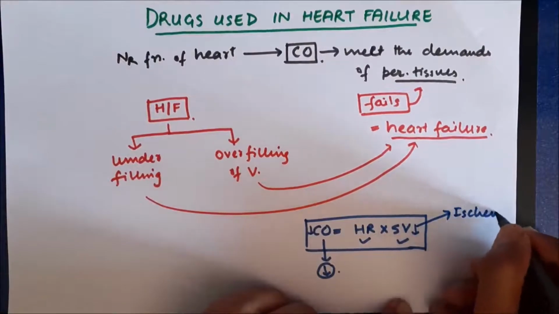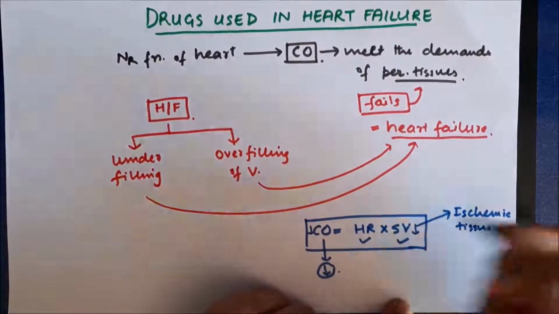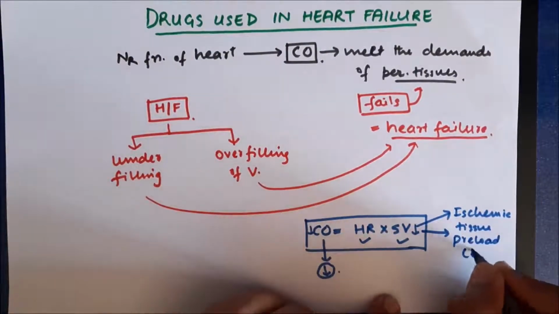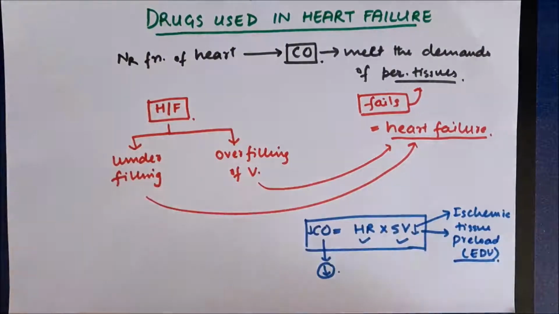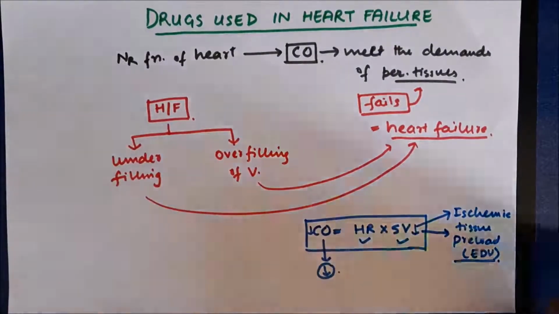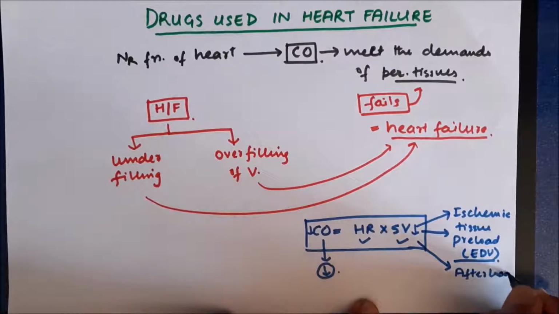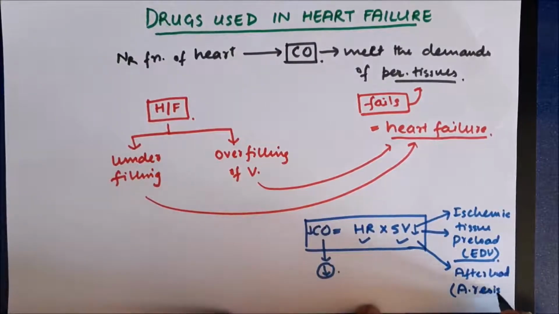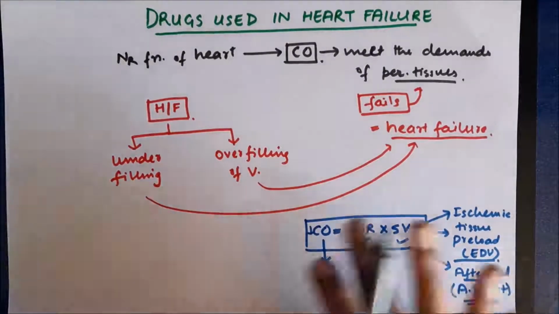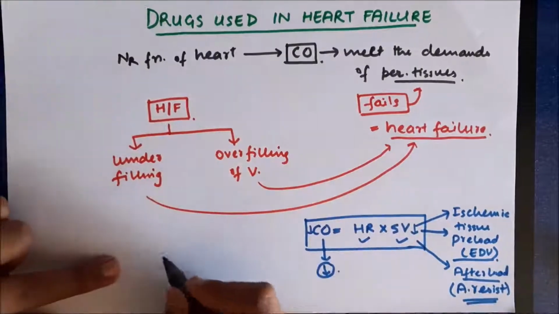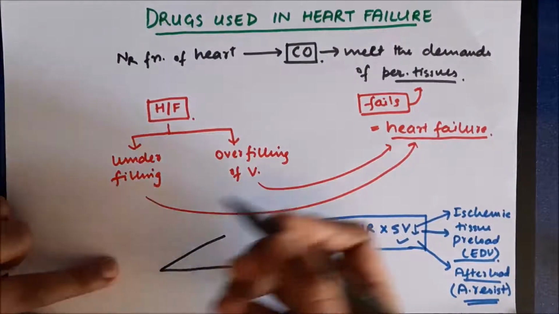Stroke volume is affected in ischemic tissue: if there is ischemic myocardium, it will not pump effectively, so stroke volume will decrease. It also depends on preload, which means end diastolic volume, and on afterload, which means arteriolar resistance. End diastolic volume affects stroke volume as per the Frank Starling law. If end diastolic volume decreases, the force of contraction by the heart also decreases, and thus stroke volume decreases. And if afterload, that means arteriolar resistance, is high, then the heart will not be able to pump effectively.